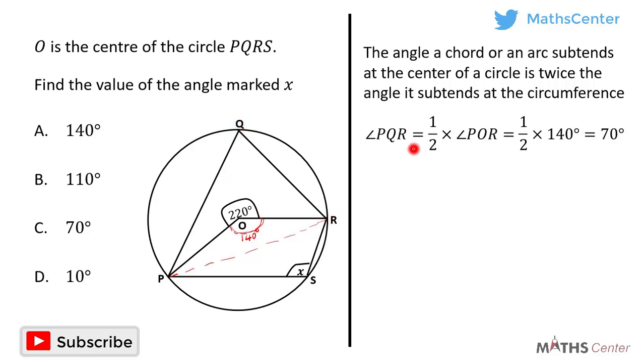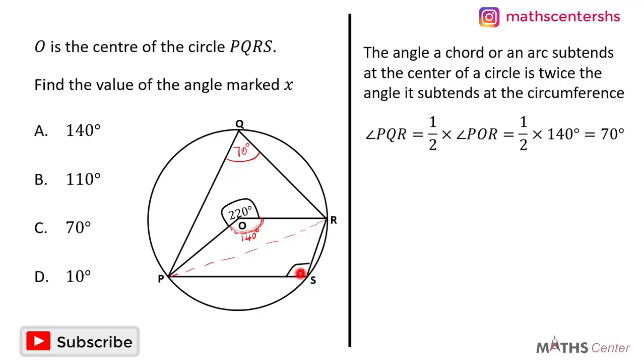PQR is equal to half of the angle POR, which we have found to be 140 degrees. So angle PQR is equal to half of angle POR, and angle POR is 140 degrees. And half of 140 degrees is 70 degrees. So it means that angle PQR, which is the angle formed here, is 70 degrees. Angle PQR is 70 degrees.